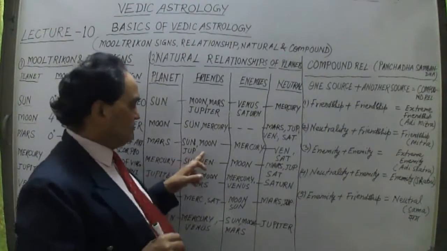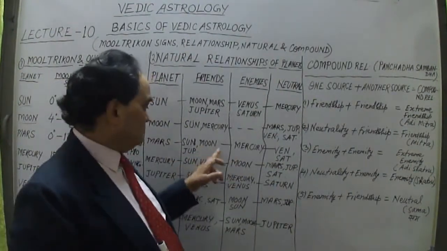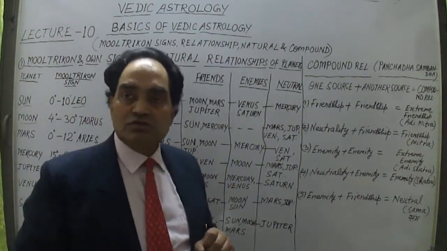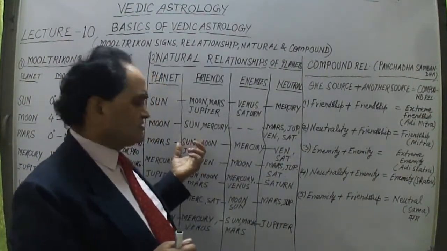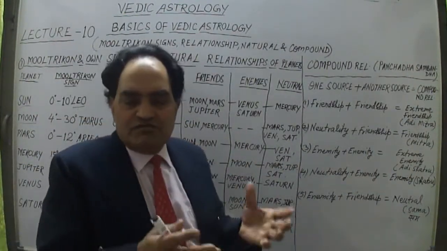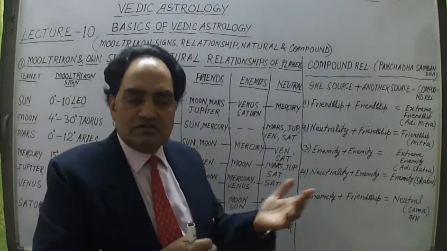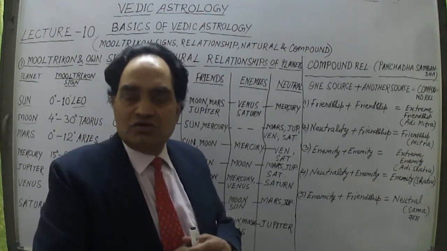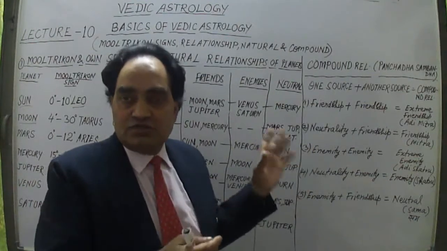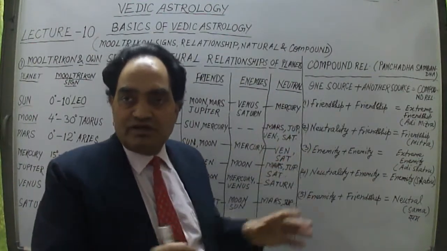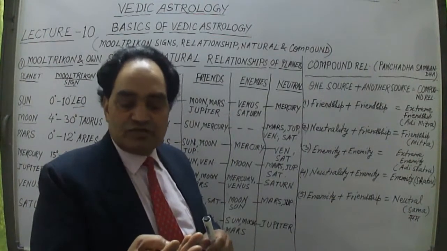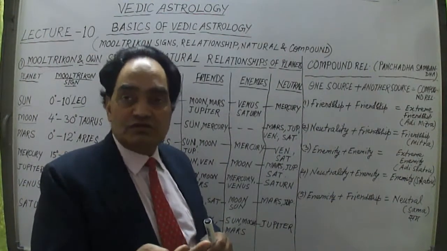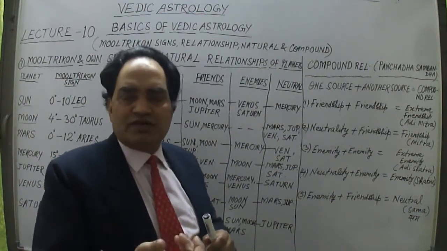Mars has friendship with Sun, Moon and Jupiter. These four planets are mostly friendly. They are known as Devganas, the group of gods, the godly or positive planets. What are the godly planets? Mars, Jupiter, Moon and Sun. These four are mostly friends.